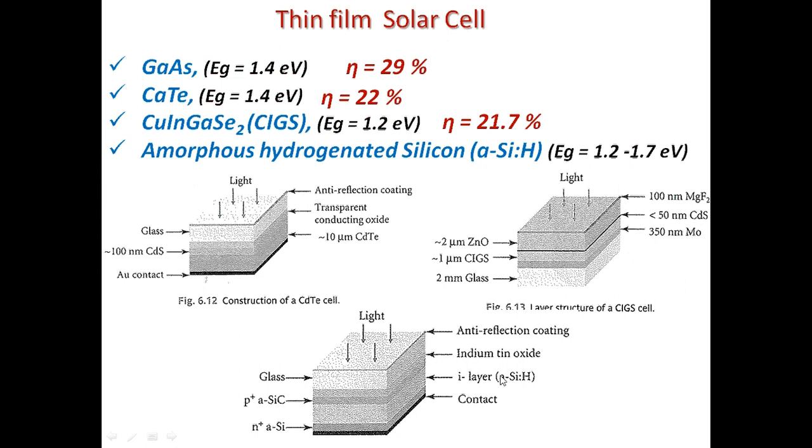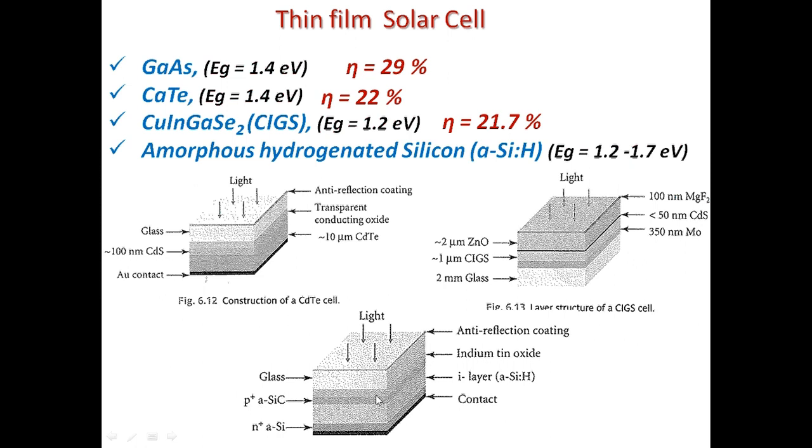So you have a main absorber layer, which is your hydrogenated amorphous silicon, where your H is this, and there is a contact here, and there is N type and there is a P type.